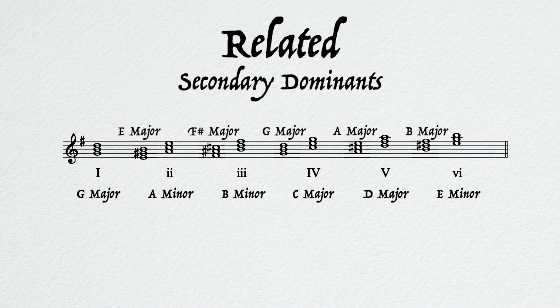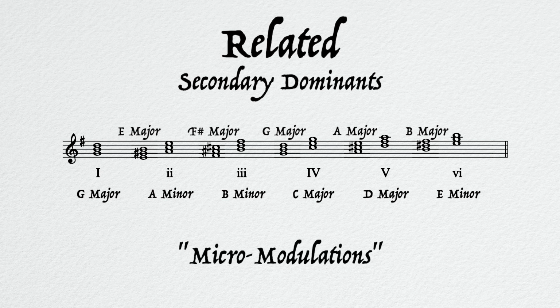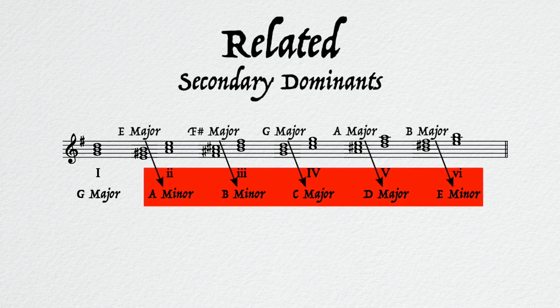These related secondary dominants are almost like micromodulations, but since it can be immediately reversed by continuing with other degrees associated with the home key, it's not really a modulation in my opinion. Since these dominants all resolve to one of the degrees of G major, they are, in my opinion, related, which is why I use the term related dominants when explaining this to my own students.